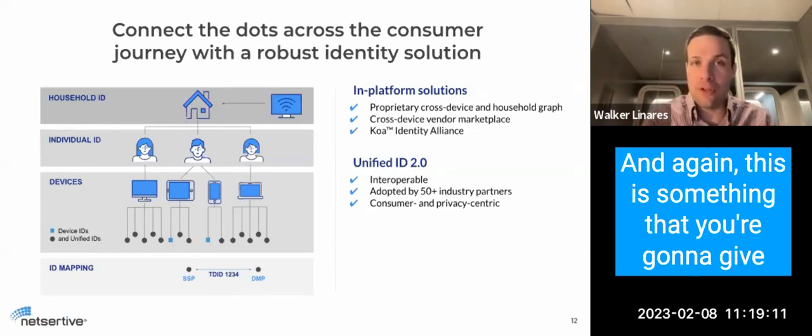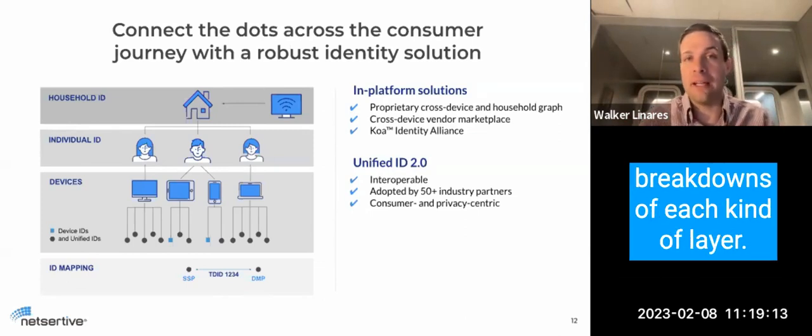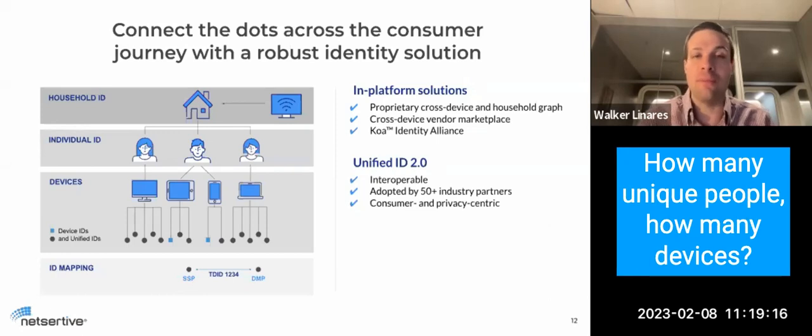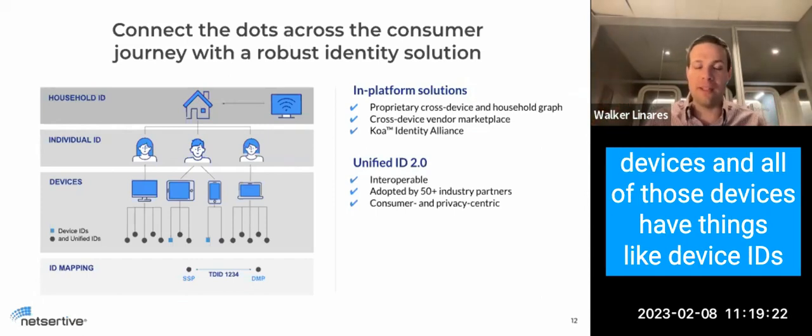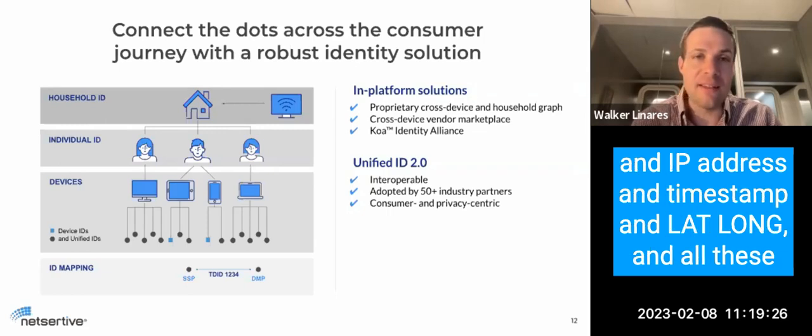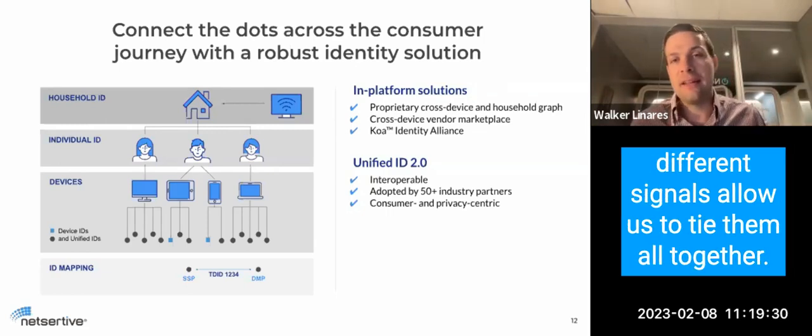And again, you're going to get breakdowns of each kind of layer. How many households did I reach? How many unique people? How many unique devices? But that's how it's structured. It's to the household, to the individual, and then the devices. And all of those devices have things like device IDs and IP address and timestamp and lat long and all these different signals that allow us to tie them all together.